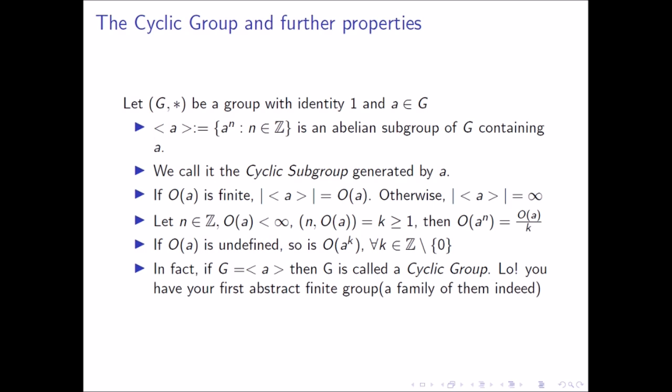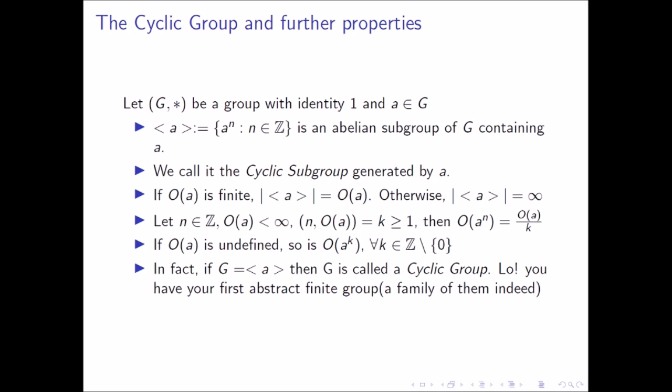If the order of A is finite, then the size of the cyclic group turns out to be the order of A. Otherwise it's infinity, as A power P is never equal to A power Q for two different integers P and Q. So this is a very interesting thing, and just go about it and think why order of A is the size of the cyclic group for finite order. For infinite it's easy to see.